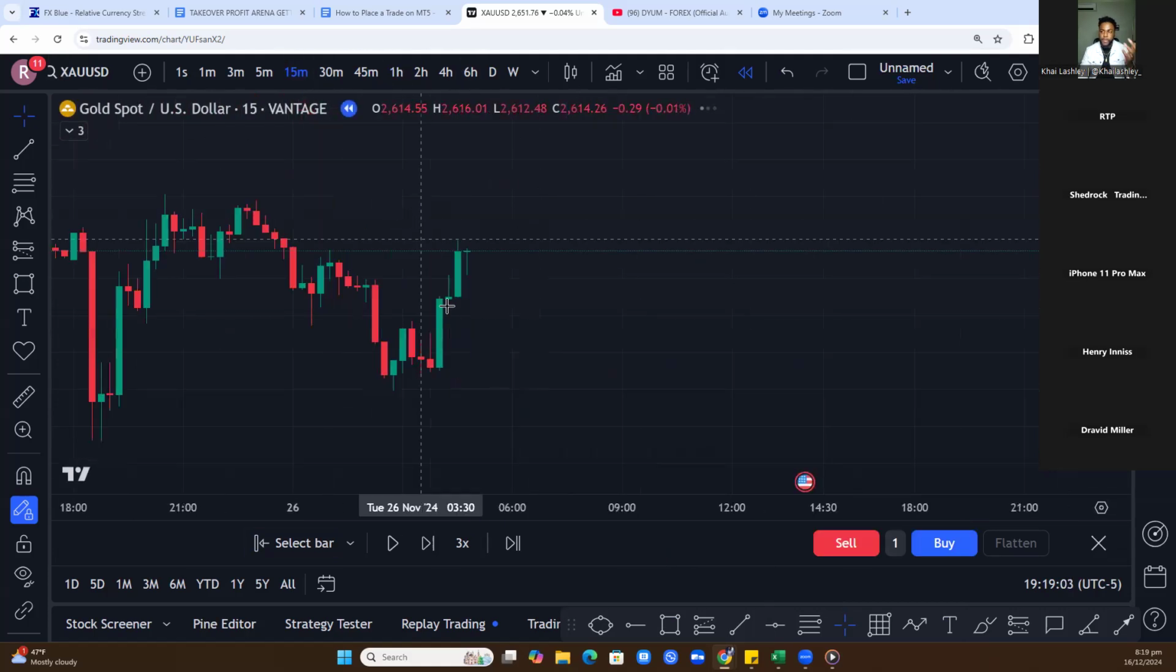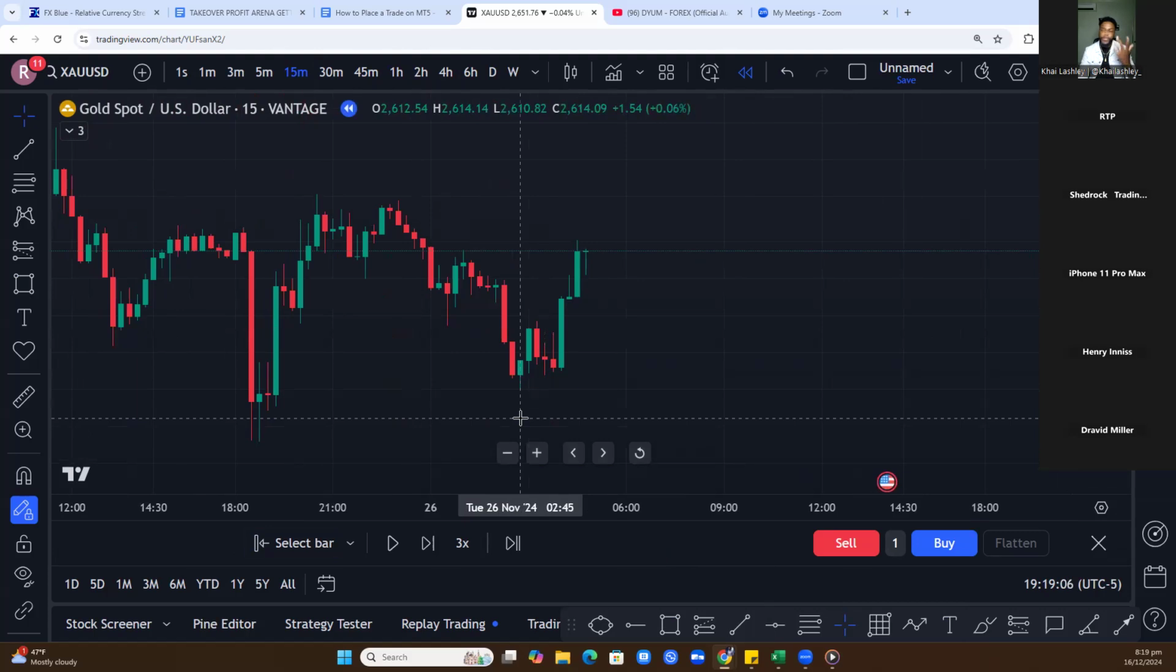Actually, let's go to a 15-minute time frame. I want to encourage you guys, when you enter in the market, enter on 15 minutes or lower. You want to enter on a 15-minute time frame or lower. So we got an engulfing candle right here. Boom. We can see how price went ahead.